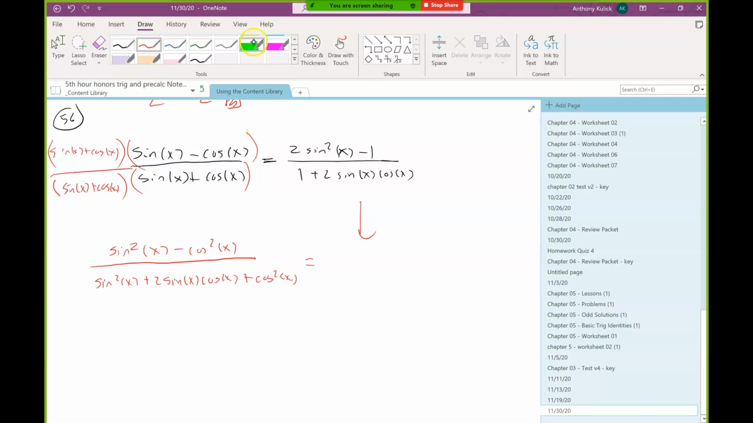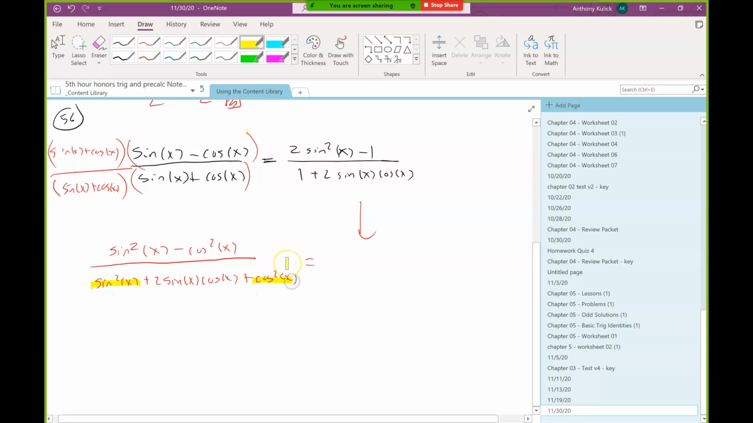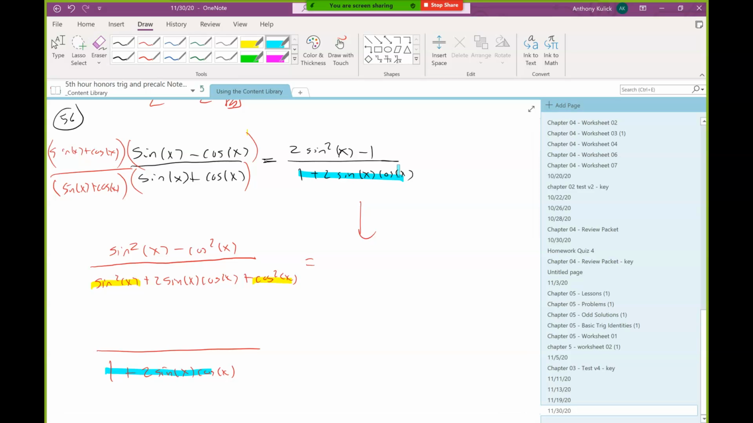And just like we had done with the previous problem, we know that sine squared plus cosine squared is 1. So kind of as we discussed there in the very beginning, there's our denominator now matching, right? So we have that part. What I need now is I need to look at the numerators.